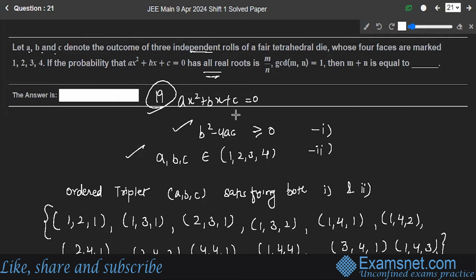Hope you understood that. Let's move to the next question. Wait, m and n. Yeah, so this is equal to 19. Hope you understood that. Let's move to the next question.